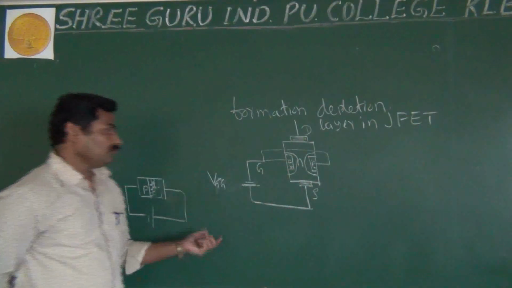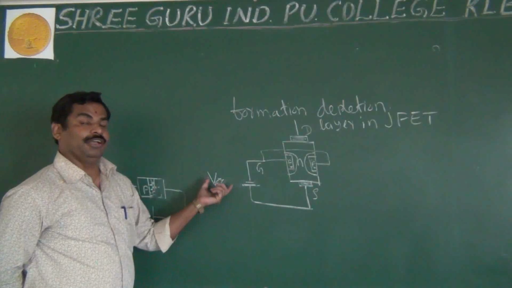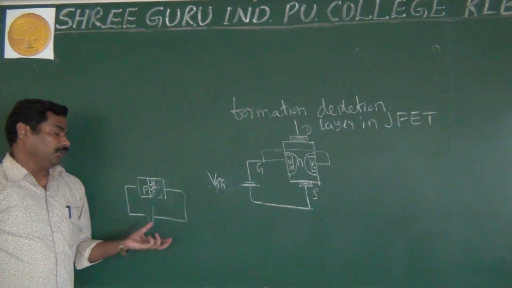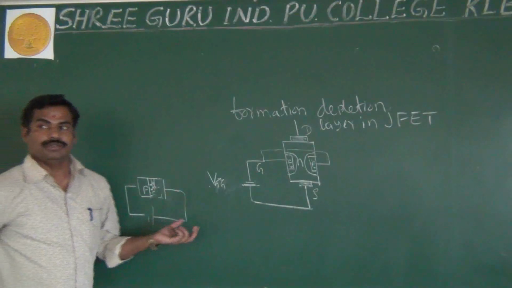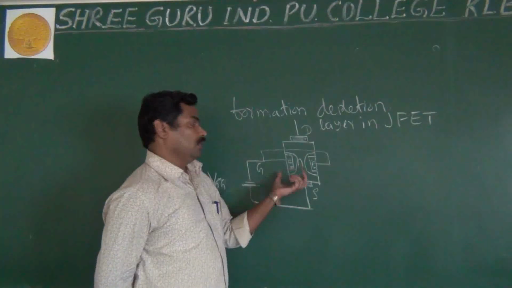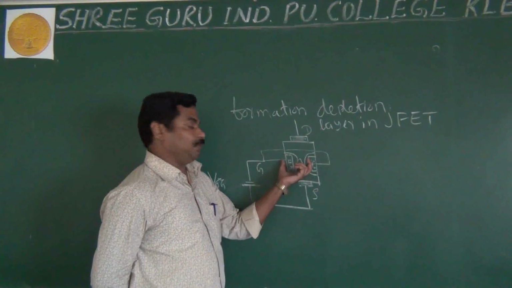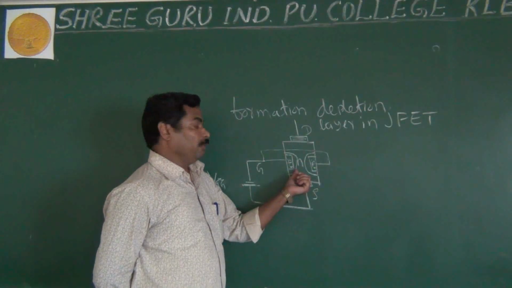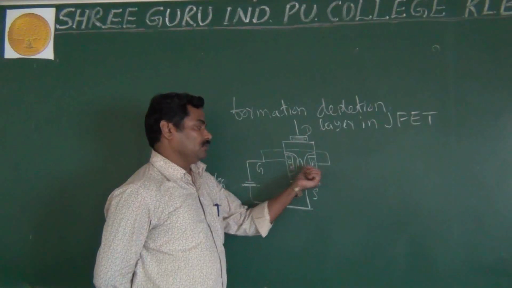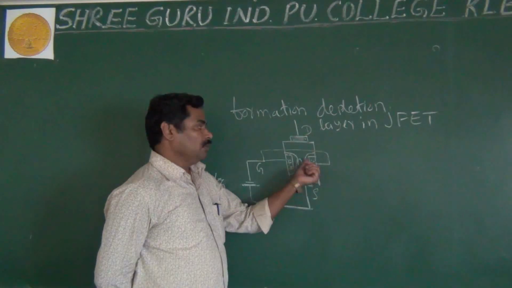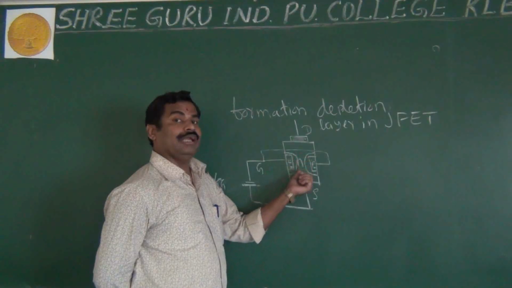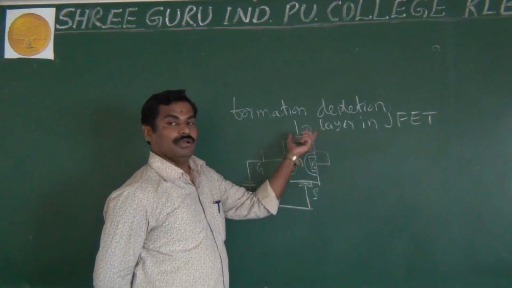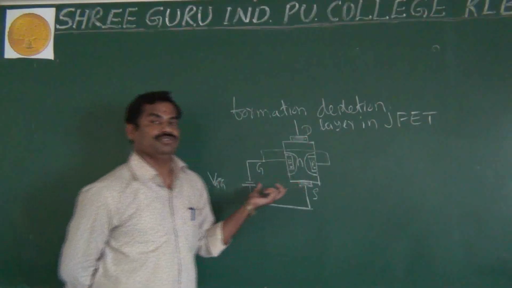It means if you increase the reverse bias voltage, what happens? You are having the formation of the depletion layer, and if you increase the reverse voltage, the depletion layer increases, and once you increase the depletion layer, the depletion layer moves towards the N-type semiconductor because as compared to these two P-type semiconductors, the N-type semiconductor is so lightly doped. This is about the formation of your depletion layer in your JFET.